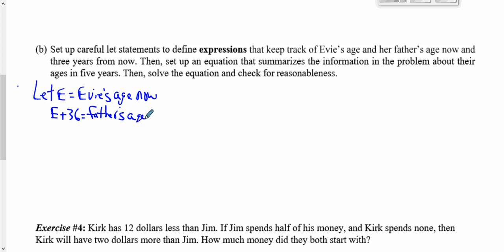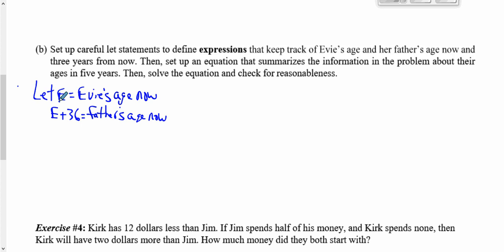Now I have a question for you. In 3 years, if Evie is E years old, how old will she be? She'll be 3 in 3 years? How do you know? We don't know her age now. No. Her current age is E. E plus 3. That's it. No, that's 3 times E. E plus 3.